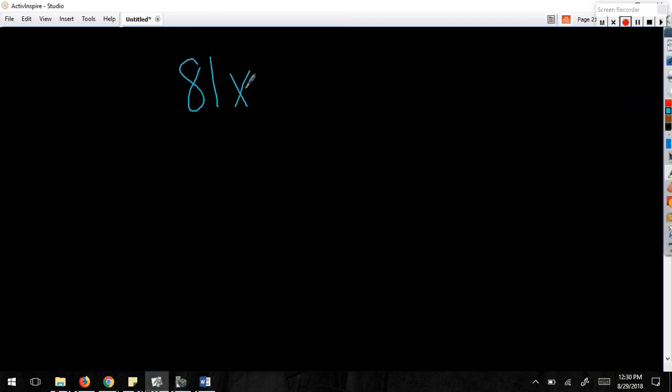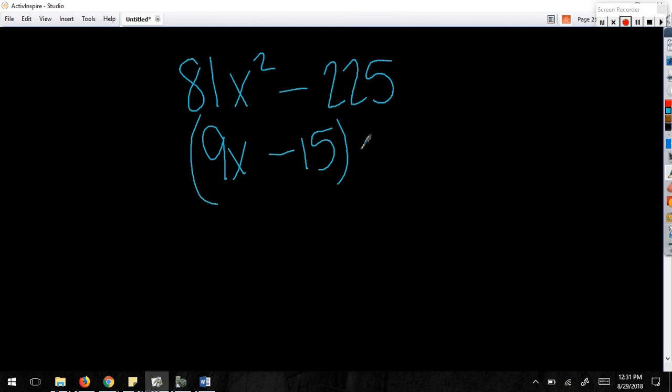Even for more complicated difference of two squares, if it was 81x squared minus 225, it's not like x minus 6, x plus 6. If I had to multiply those two things together and find what multiplied to that but added to 0, I'd be here all day, right? But if you recognize that they're both perfect squares, what's the square root of 81x squared? How about 225? 15. It's factored.